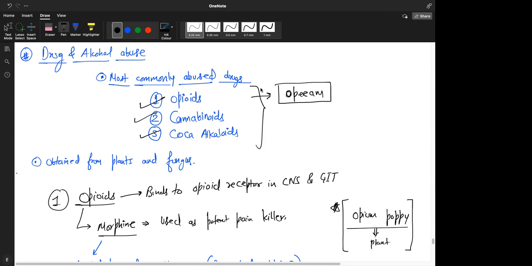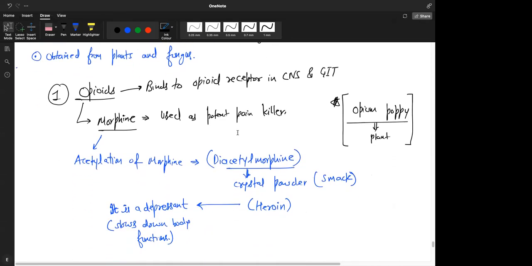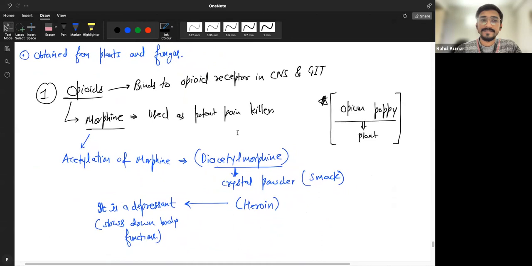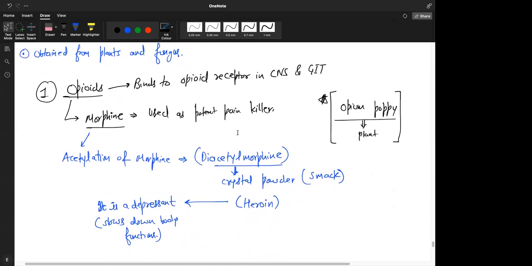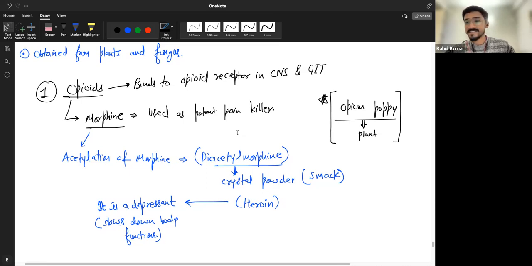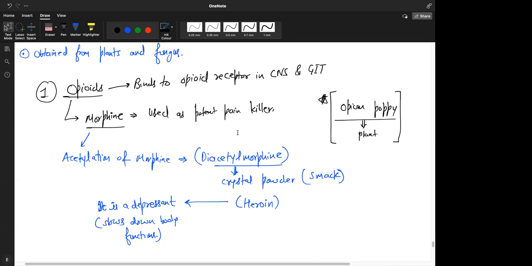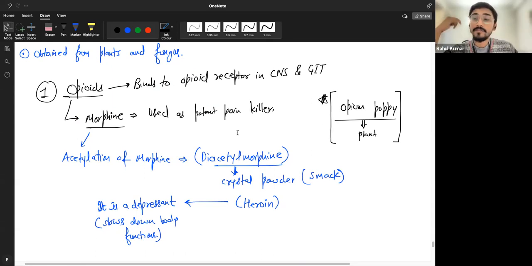So opioids are obtained from the opium poppy. It binds with a specific opioid receptor present in the CNS, the central nervous system, and the gastrointestinal tract. This plant is used to produce morphine. It is a painkiller.